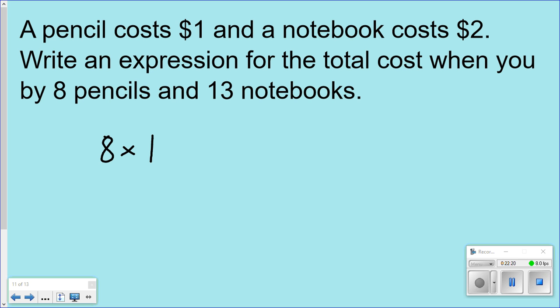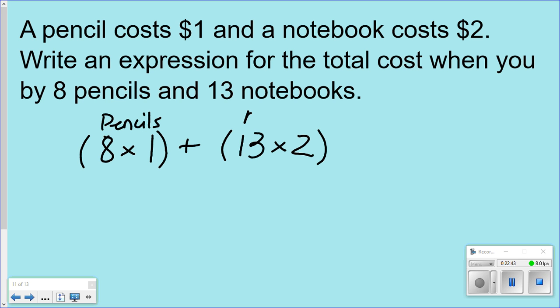What's the other thing I got in there? My notebooks? What do I know about them, Brooklyn? 13 times 2. Now, if I want to know how much I spend total, what am I going to do with these two things? Go ahead, McKenna. And then add them together. So here's my pencils.